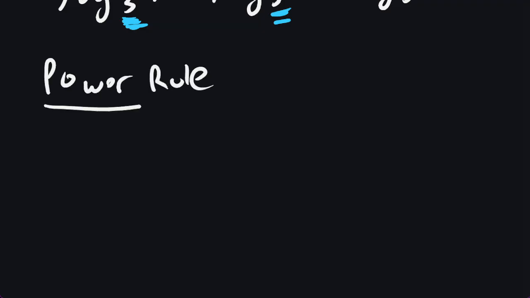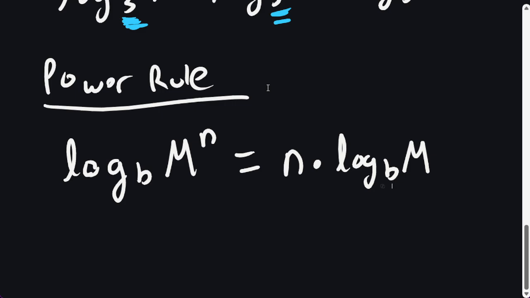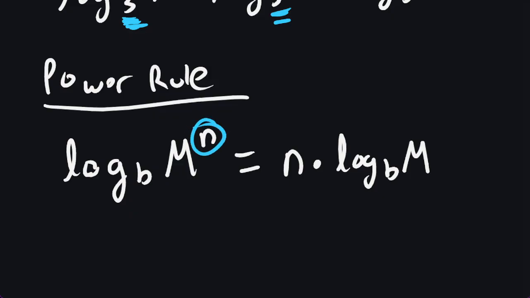And let's talk about the power rule. So the power rule for logarithms states that log base b of m to the power of n equals n times log base b of m. Now this one is very important because if there is an exponent within your logarithm, you can take it out and use it as a coefficient to your logarithm.